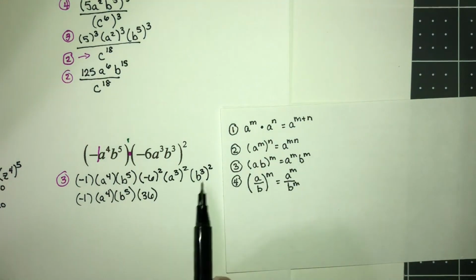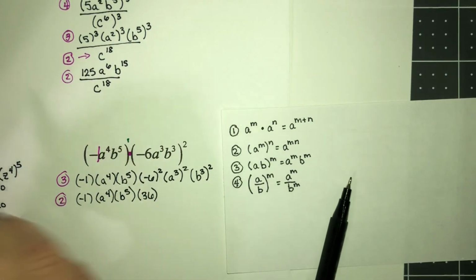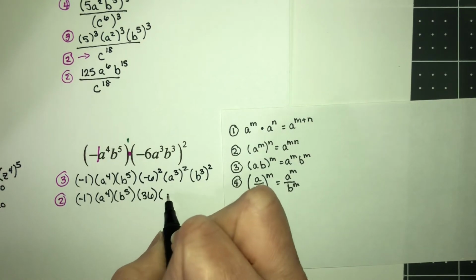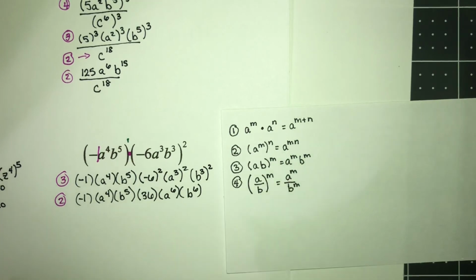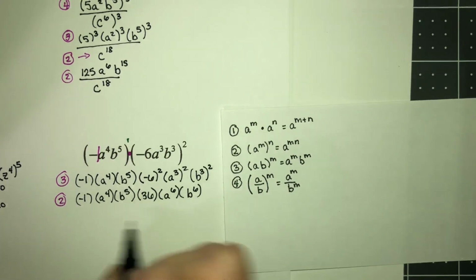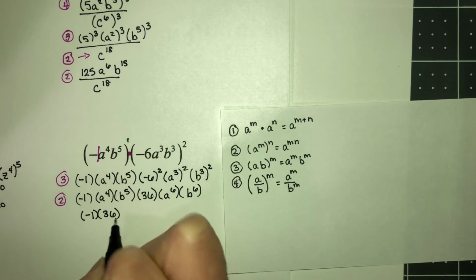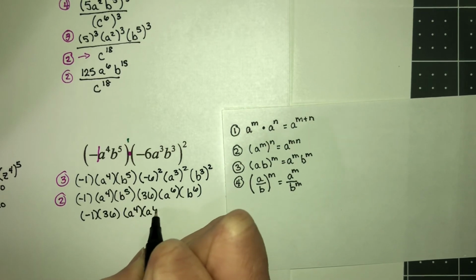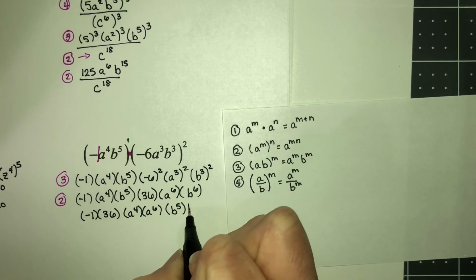Okay, and now on these two, we have powers raised to powers, which would be property number 2. So multiply these exponents, and that's going to be a to the 6th, b to the 6th. Now I'm going to rearrange things so pieces are side by side, the ones I can combine. -1 times 36 times a to the 4th times a to the 6th times b to the 5th times b to the 6th.